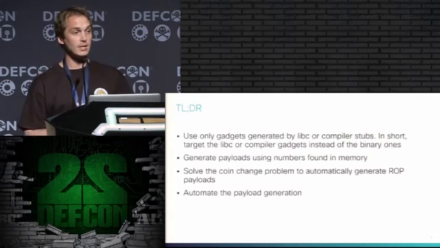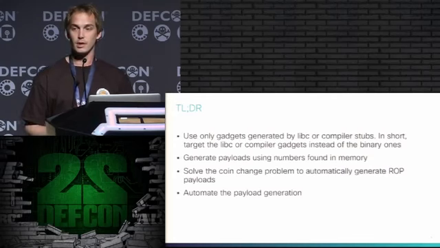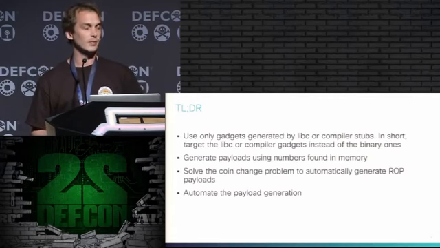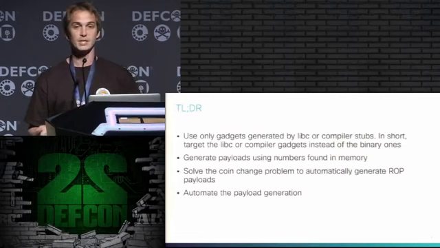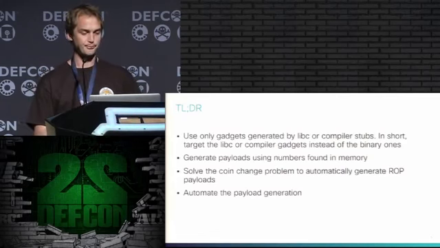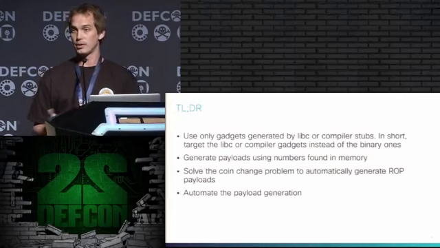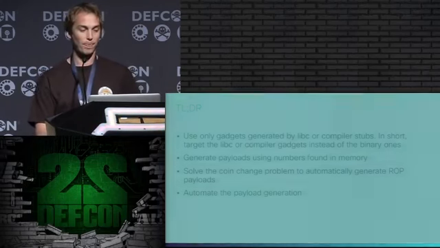So as I was saying, when you look for gadgets and instructions, you're going to get your program to use them. What I wanted to do is take it a level further and abstract it a bit more, and be able to use instructions generated by the compiler or by libc to exploit the vulnerability. And so I'll try and generate the payloads, as usual, putting them in memory and using them.